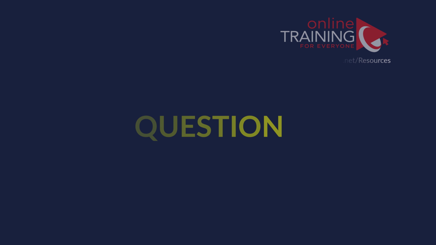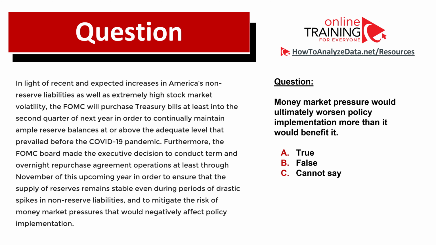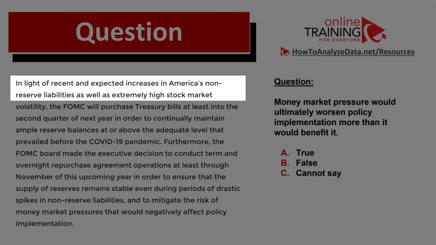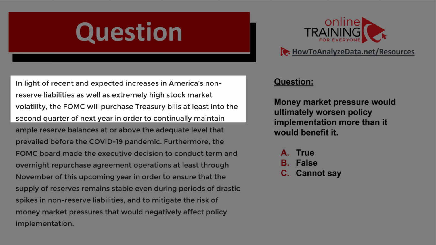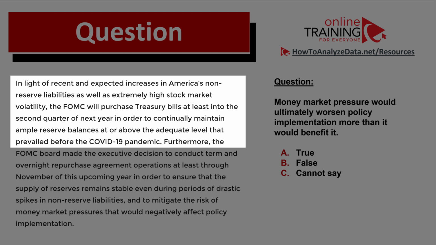Here's the question which tests your reading and reasoning skills. You're presented with the passage, and then the follow-up questions which test your understanding of the material. Here's the passage. In light of recent and expected increases in America's non-reserve liabilities, as well as extremely high stock market volatility, the FOMC will purchase Treasury bills at least into the second quarter of next year in order to continually maintain ample reserve balances at or above the adequate level that prevailed before the COVID-19 pandemic.